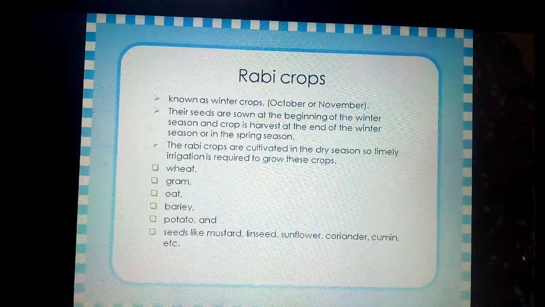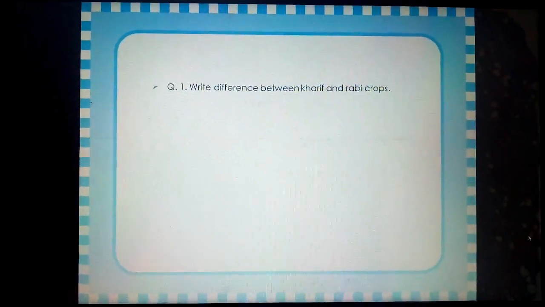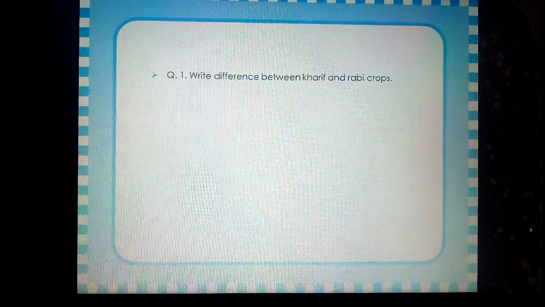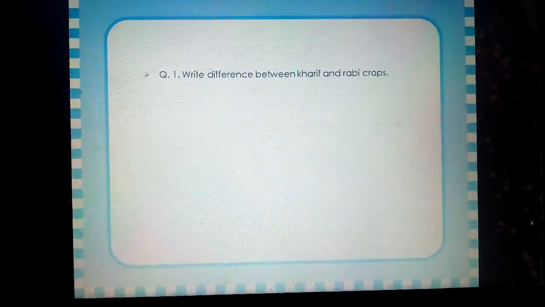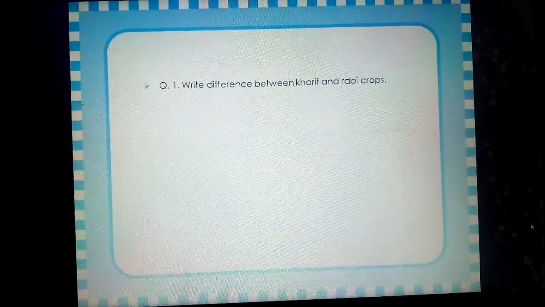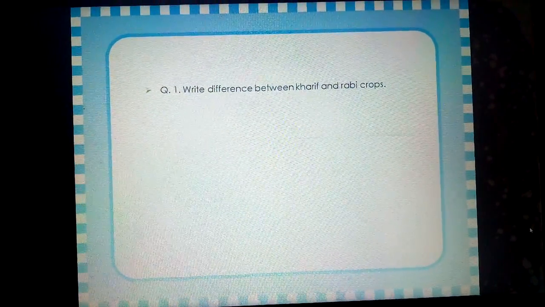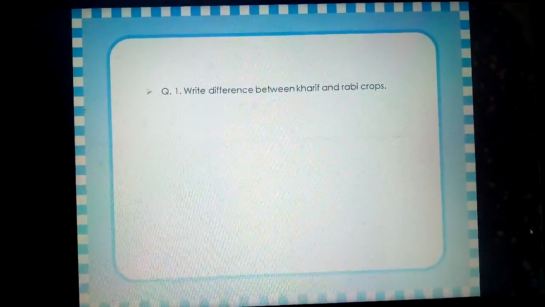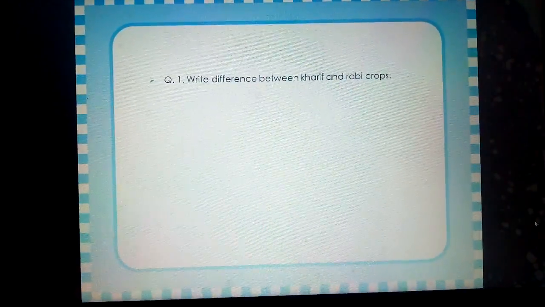Now come to the next topic. I have one question for you. You need to write the differences between Rabi and Kharif crops. In your notebook, you will write the difference between Rabi and Kharif crops, at least 4 differences, so that every concept is clear in your mind.